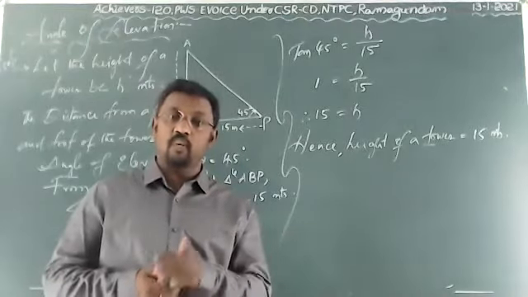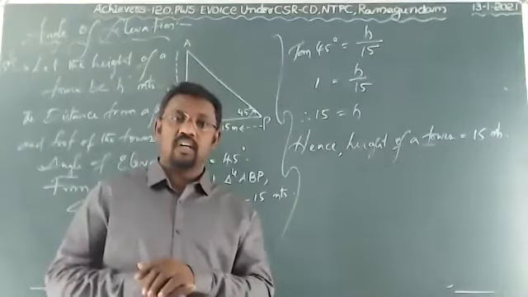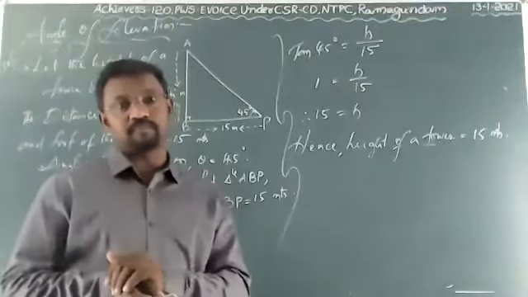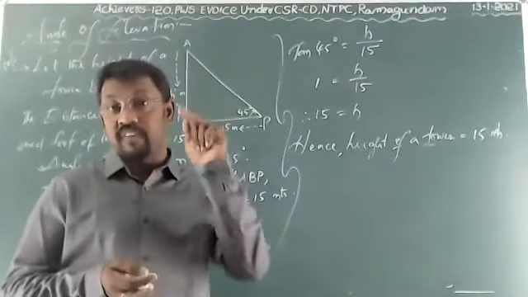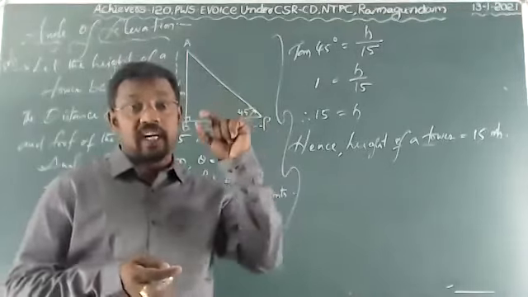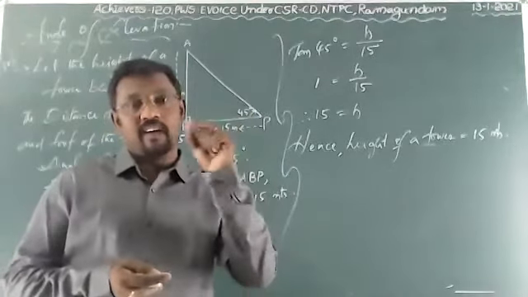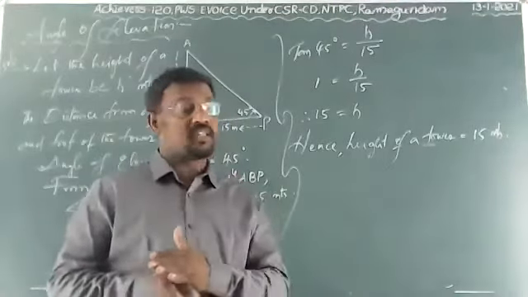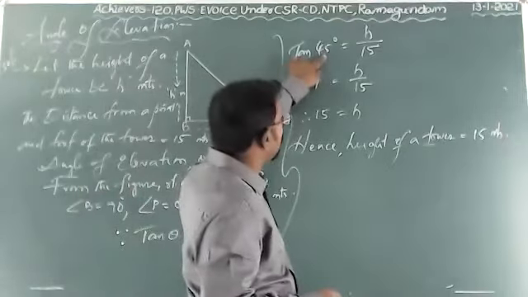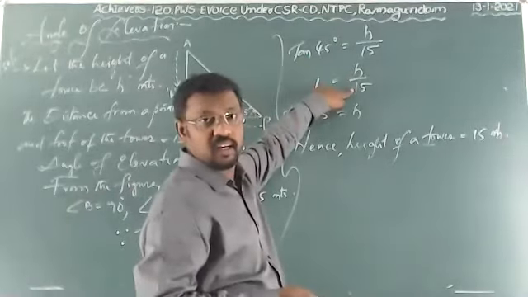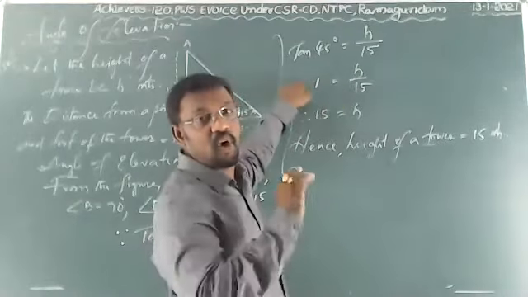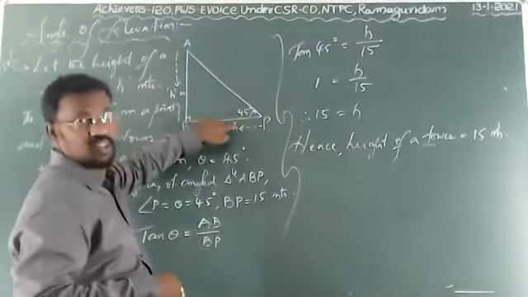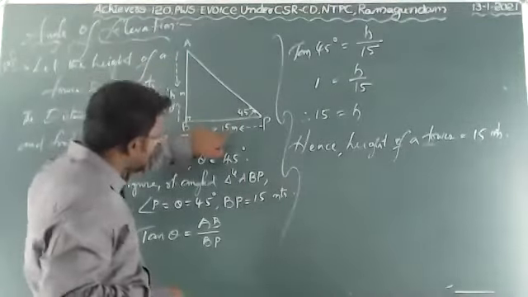Cosecant 45 is root 2, and secant 45 is also root 2. All the 45-degree values are related across cos, sine, tan, cot, cosecant, secant. That means if this is 45, whatever the adjacent is, there will not be any changes. Suppose if you have 15, this value becomes 15. If this value is 20, this value becomes 20.